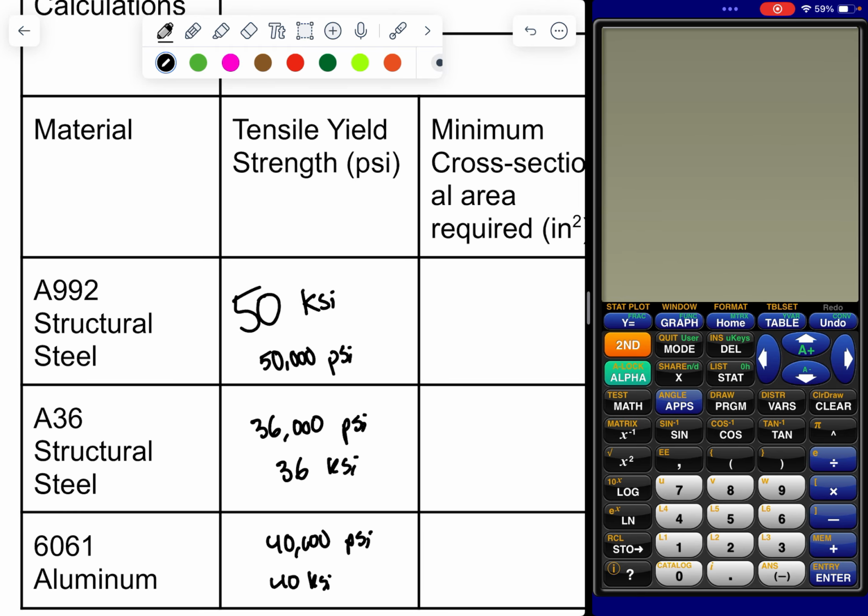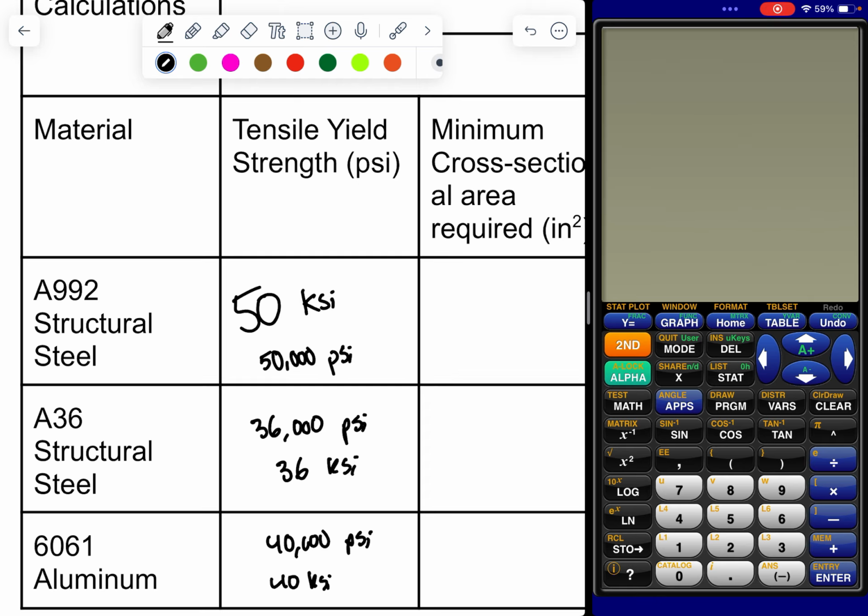Important thing to notice: yield strength. We don't want the ultimate tensile strength. Ultimate tensile strength is when it will fracture. Yield strength is when it will stop acting elastically, and that's what we're more curious about. So make sure we're finding the yield strength, not the ultimate tensile strength.